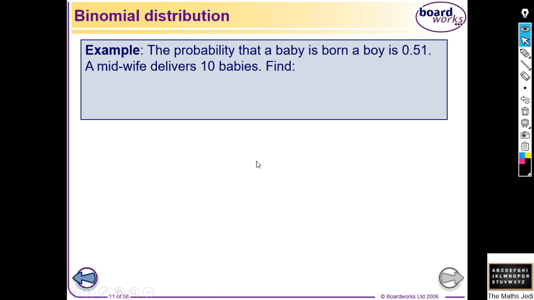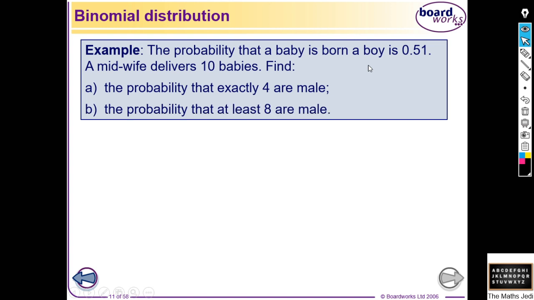Here's another example. The probability that a baby is born a boy is 0.51. A midwife delivers 10 babies. Find the probability that exactly 4 are male, the probability that at least 8 are male. Well, first of all, let's take that into consideration. This does not telegraph that this is a binomial distribution question. So you've actually got to do a bit of thinking here to make sure you have got the right distribution with the right question. First of all, are there 2 different outcomes? Well, yes, because we've got boy or not boy.